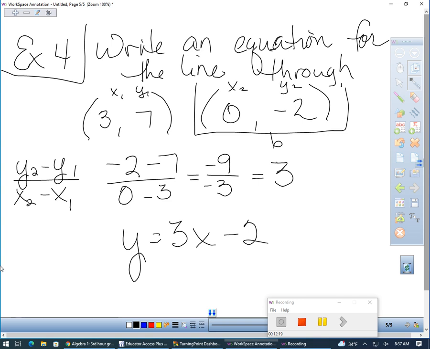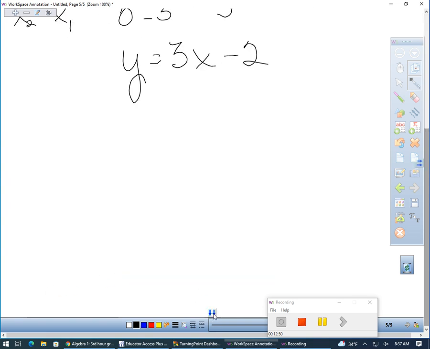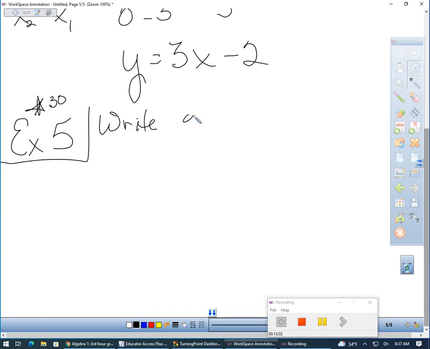Okay, let's do one a little bit tougher. What if it doesn't give you the y-intercept? Then it gets a little bit tougher. You have one where it doesn't give you the y-intercept. What are we going to do? Question 30. Okay? So, example number 5. I'm going to star it because this is what you would do for number 30. We're writing an equation.